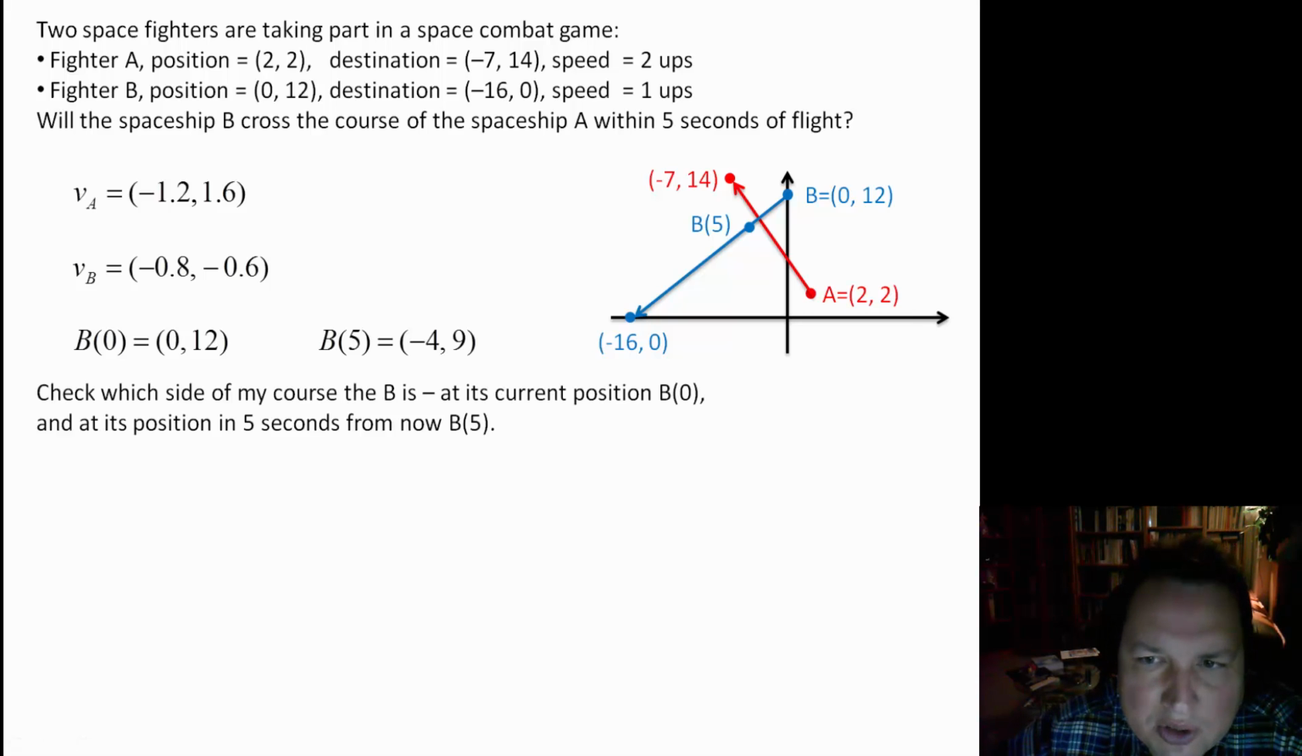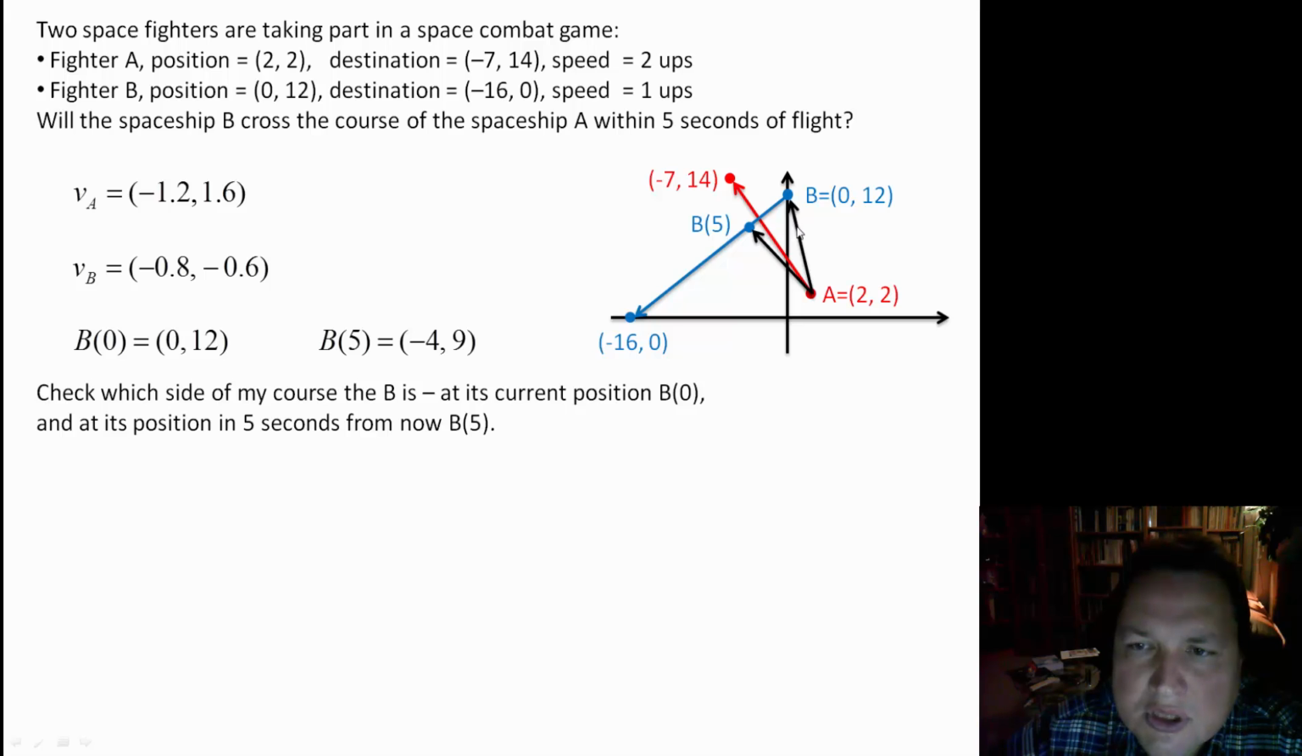Check which side of my course, that means fighter A's, the B is on at its current position, B0, which is here, and at its position in 5 seconds from now, B5. So imagine I am sitting here in fighter A, and I can imagine the position of fighter B at time equals 0 and the position of fighter B at time of 5 seconds. One is here, the other is here.